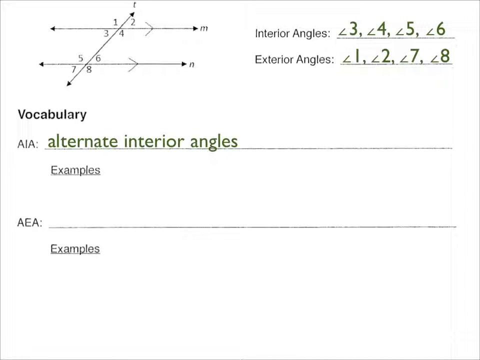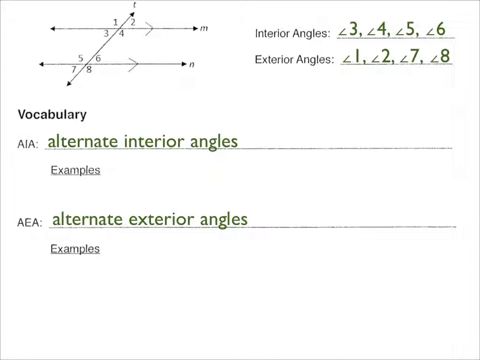Alternate is what it means. I want you to write down that that's what it stands for. It means the angles on the opposite side of the transversal. Like 3 and 6. So 3 and 6 would be alternate interior angles. And what are the other two alternate interior angles? 5 and 4 are alternate interior angles. Would 1 and 8 be alternate? Yeah, very good. Alternate exterior angles would be like 1 and 8 and 2 and 7.